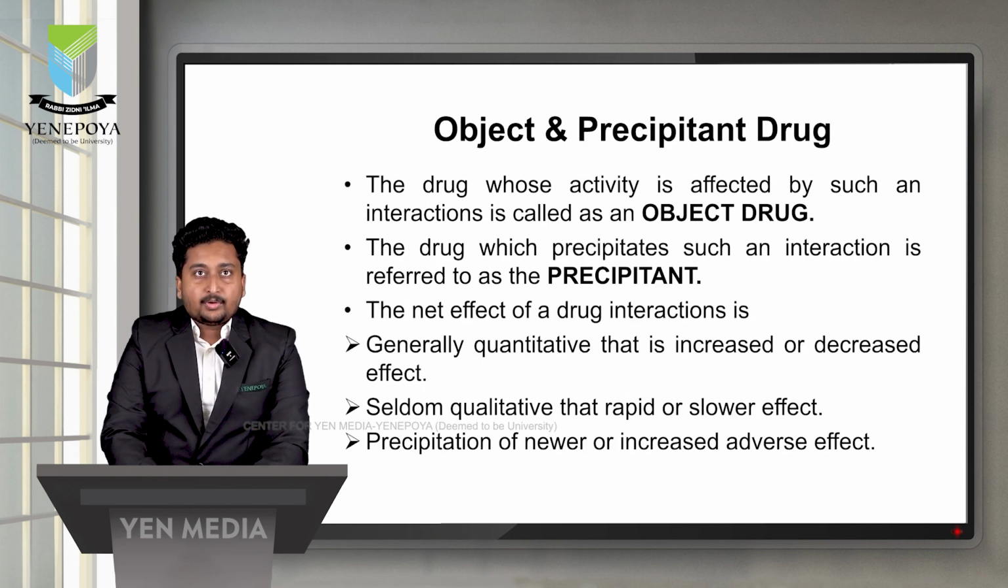So, coming to the important concept called object and precipitant drug. So, what do you mean by object and precipitant? So, the drug whose activity is affected by such an interaction is an object drug.